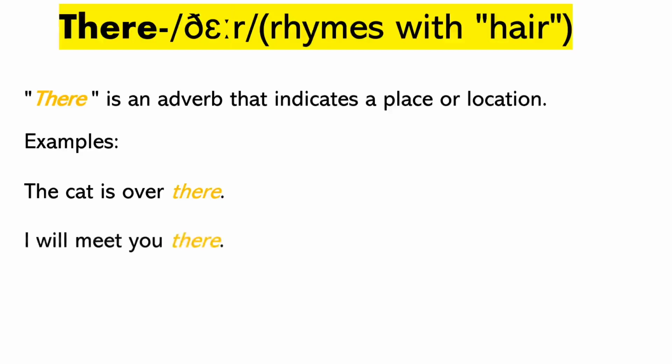Well, in the sentence, the cat is over there, the word there is used to indicate the location of the cat, which is not near the speaker or the listener. Similarly, in the sentence, I'll meet you there, the word there is used to indicate the location where the speaker and the listener will meet.